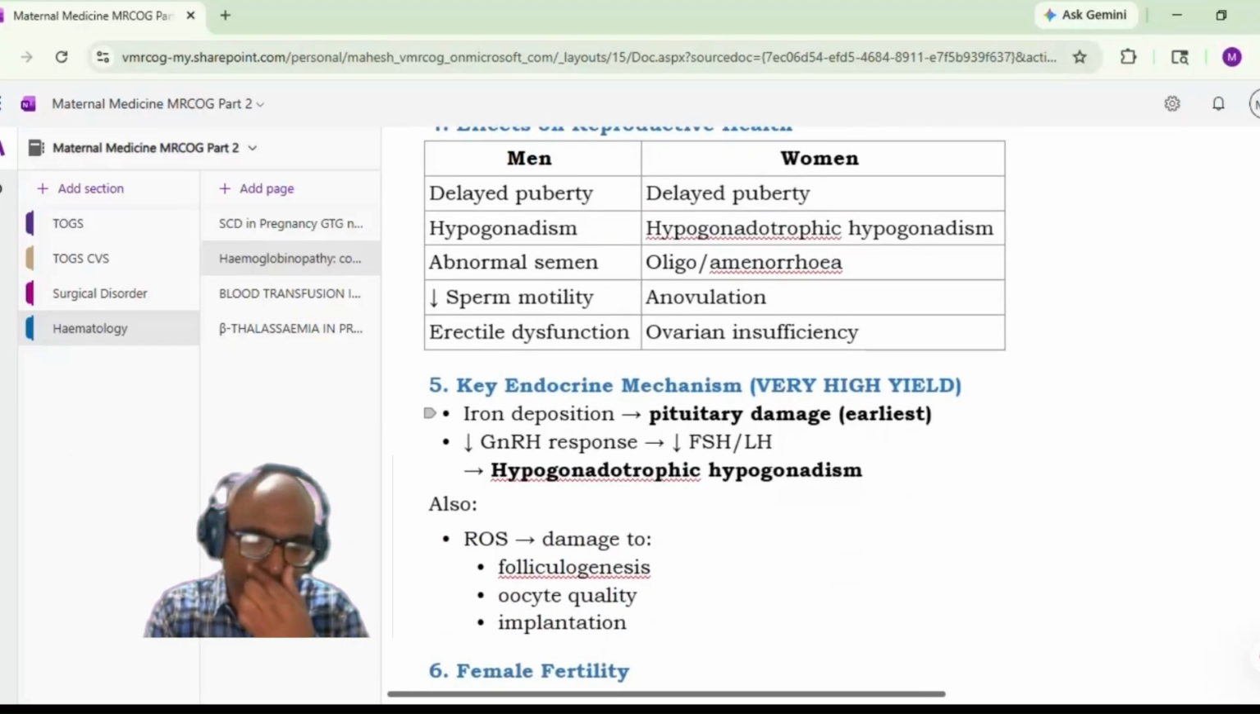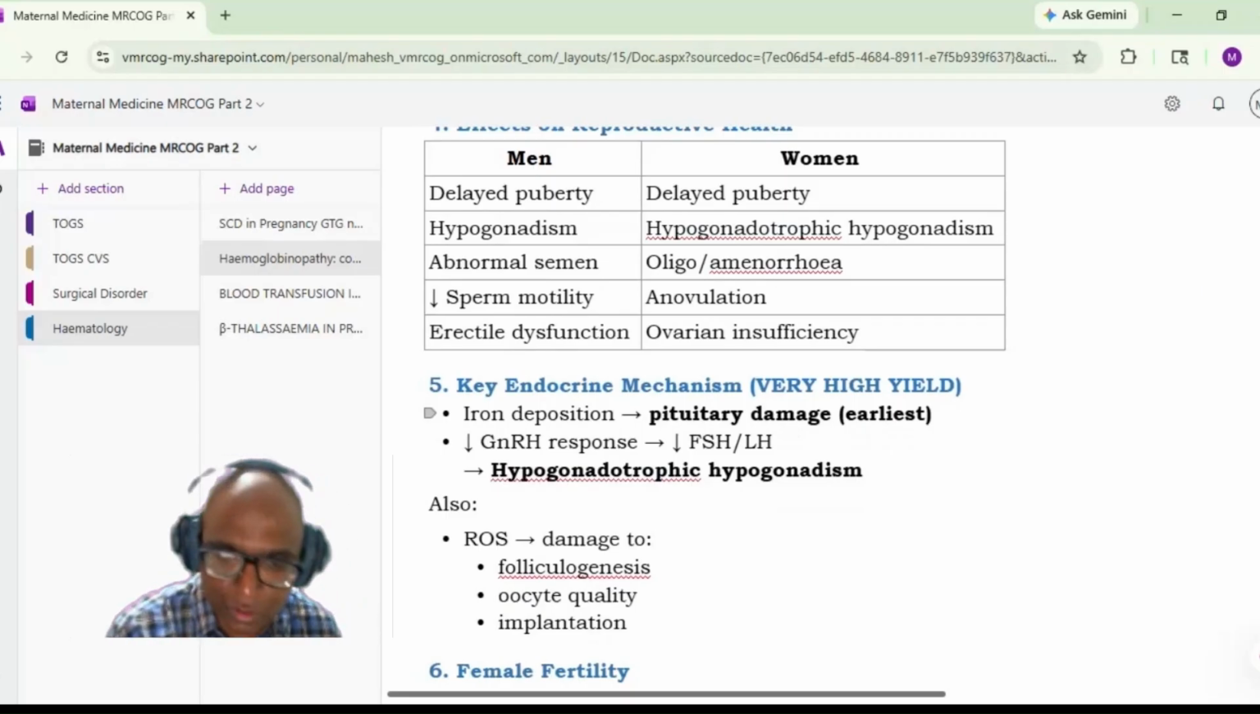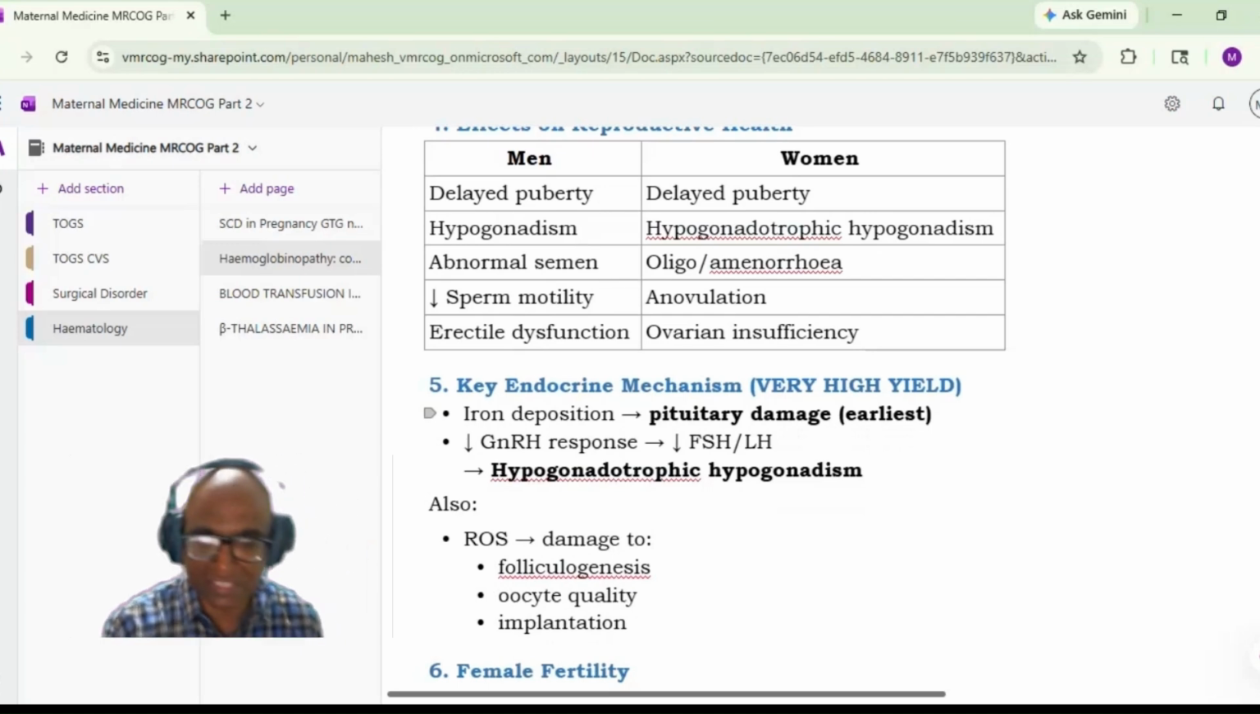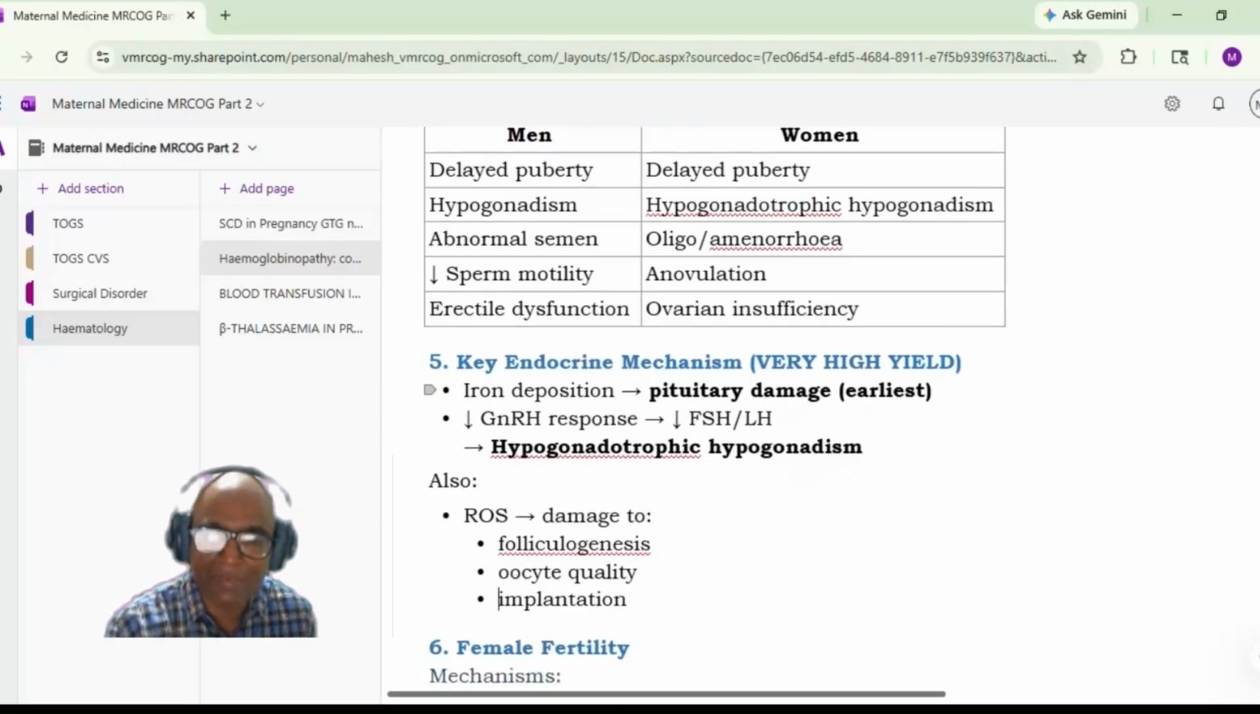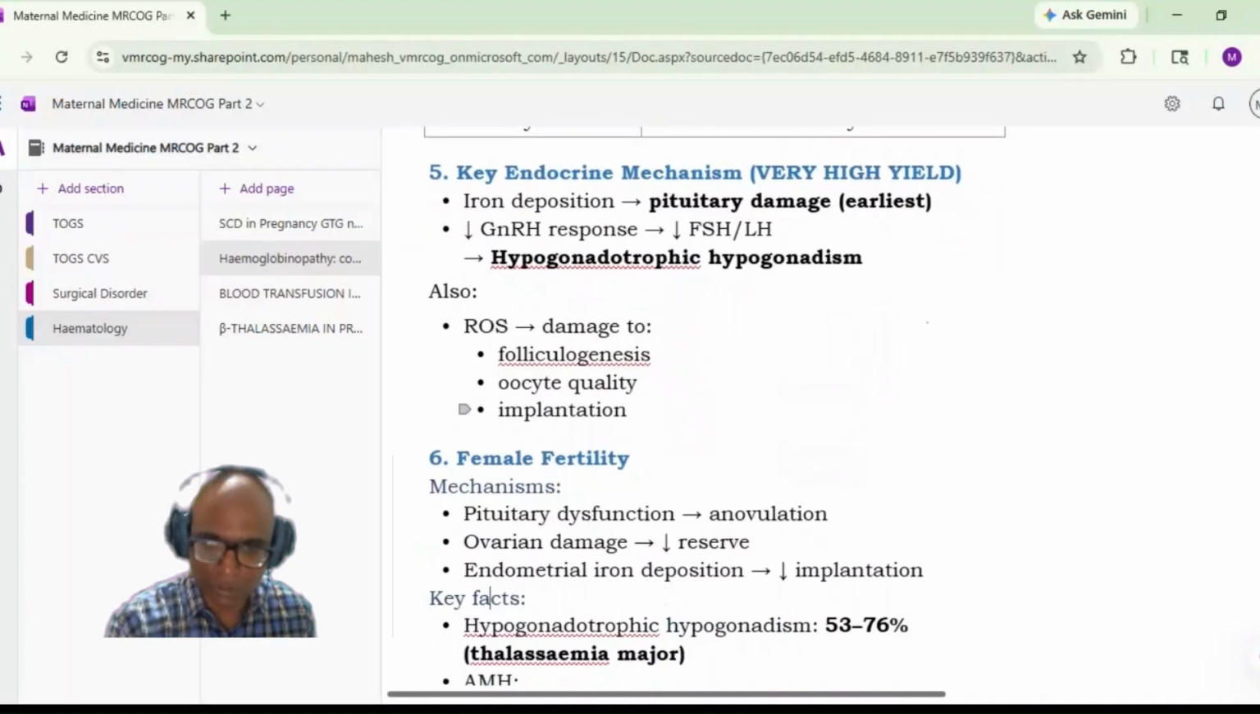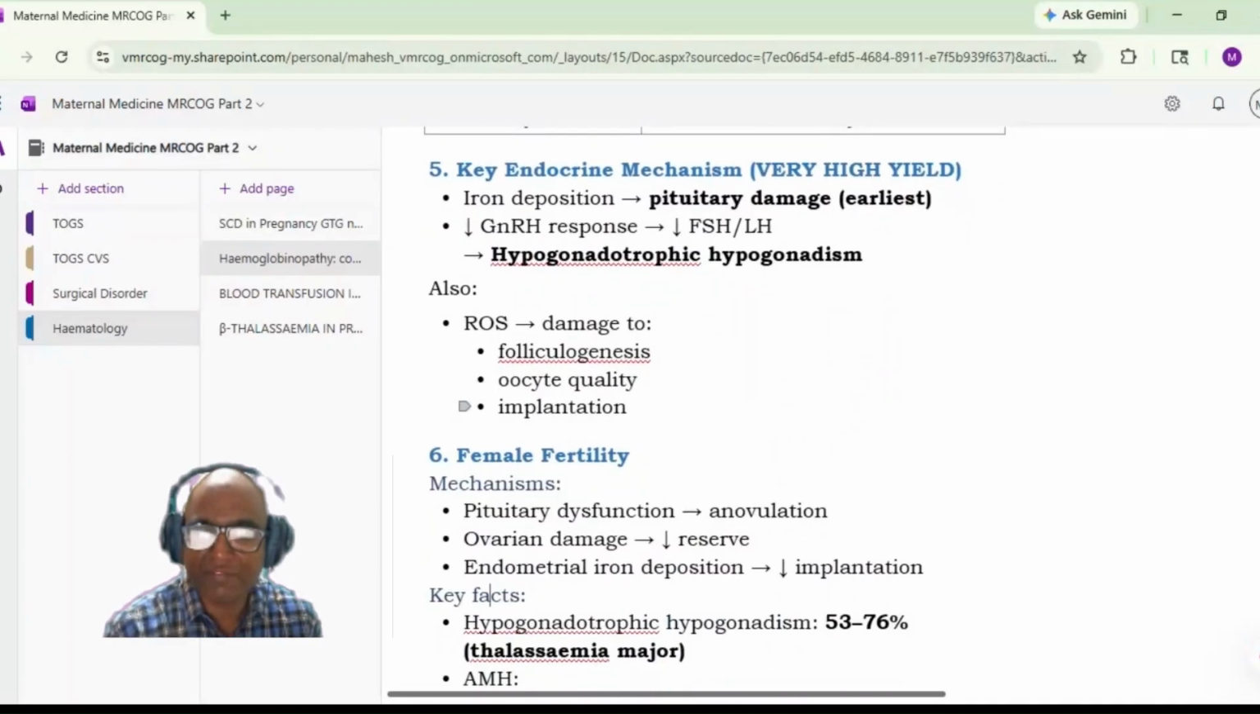So remember this concept of how these patients have reproductive issues, and this is one of the concepts which is tested not only in part 2 but also in part 3. Okay, so that leads to reactive oxidative stress, which will lead to damage: folliculogenesis will be hampered, oocyte quality will be hampered, and implantation is affected. So that is how this reactive oxidative stress is going to create a problem.